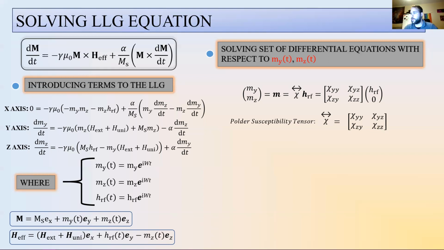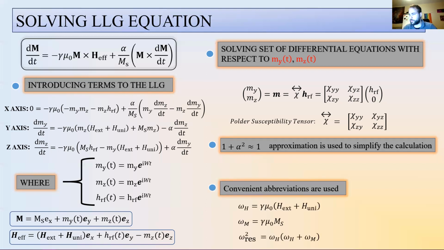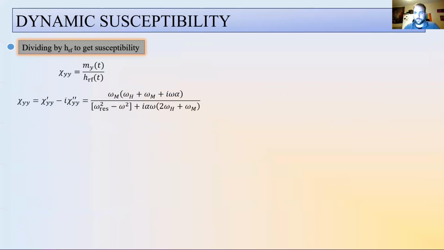After that, since we know that our damping term is on the order of 10 to the minus 2 or 3, we can do this approximation to simplify our calculation, and we can use the convenient abbreviations that are used in the literature, which are given like this. By dividing the HRF constant by the susceptibility, our susceptibility becomes like this, and it includes both the real and the imaginary part.